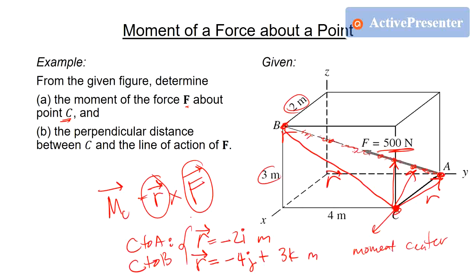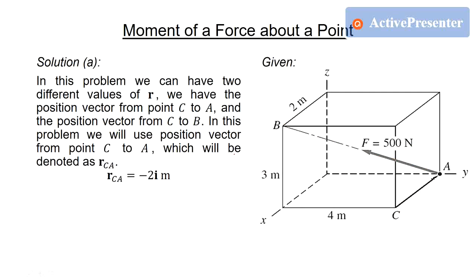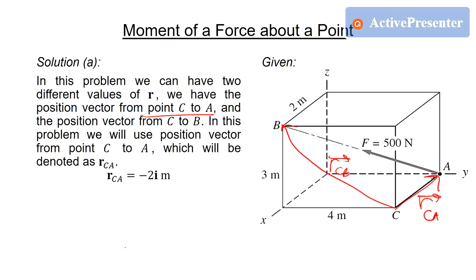As I said earlier, we have 2 possible position vectors R that we can use. So in this problem, we can have 2 different values of R. We have the position vector from point C to point A, which is this one, what shall we say RCA, and the position vector from C to B. We already have the values of these 2 position vectors, so in this problem we can use this position vector.